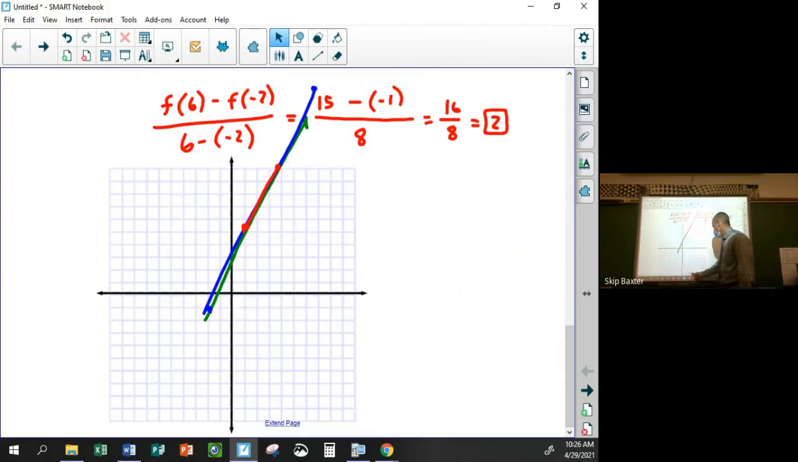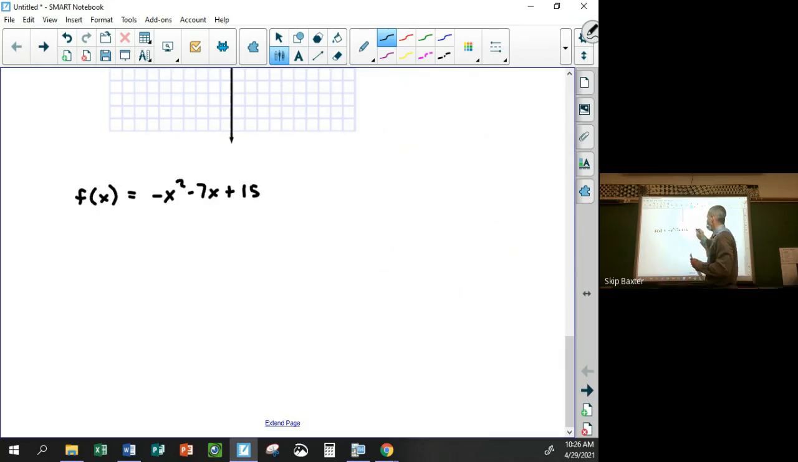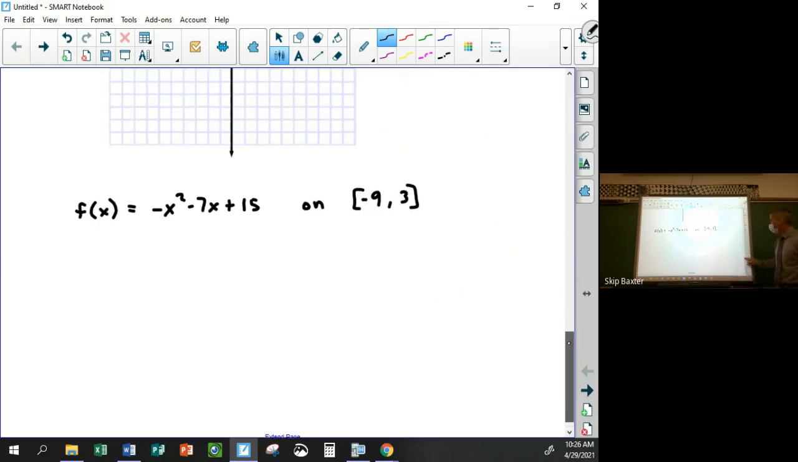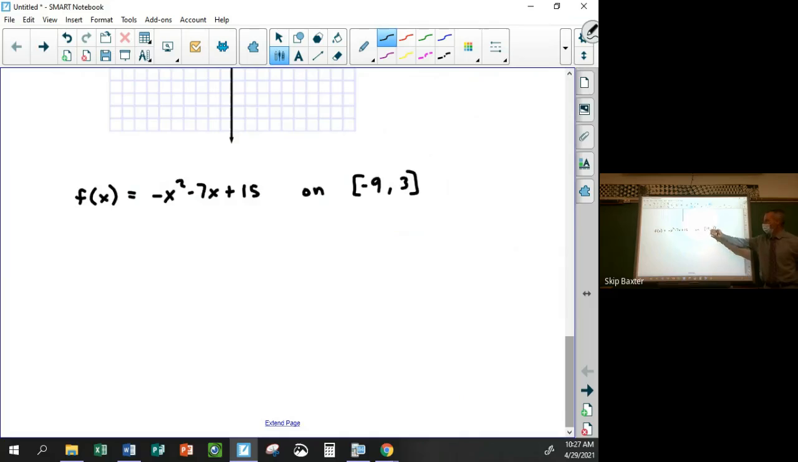Let's do a different one that's not so obvious. Suppose we had something like f of x equals negative x squared minus 7x plus 15. And they wanted you to calculate the average rate of change on the interval from -9 to 3. So they might write the interval like this, and they might write the interval like I did in the previous problem as an inequality. It's the same thing, right? This means everything between -2 and 6, including both endpoints, and this also means everything between -9 and 3, including both endpoints. Okay, it means the same thing.